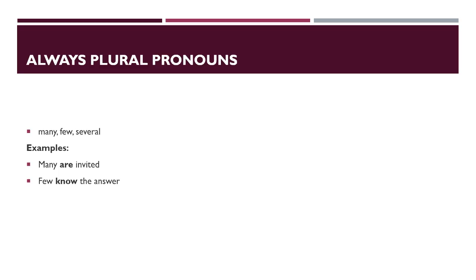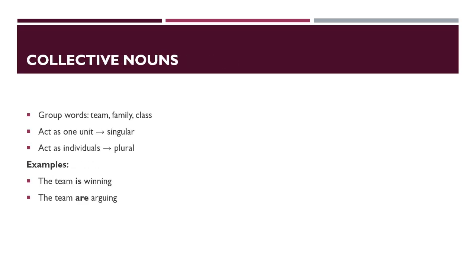Let's discuss collective nouns. Collective nouns refer to a group such as team or family. If the group acts as one unit, we use a singular verb. But if the members act individually, we may use a plural verb.